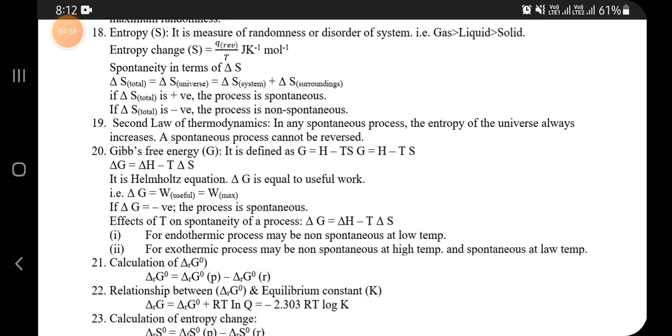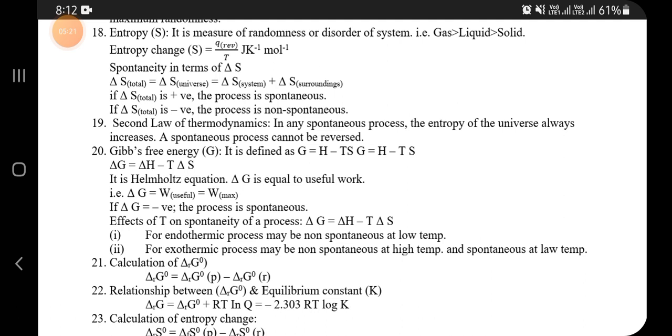Entropy. It is also important. Entropy is a measure of randomness or disorder of a system. That is, gas is greater than liquid, liquid is greater than solid. Entropy is denoted by S, where S is equal to Q reversible upon T.